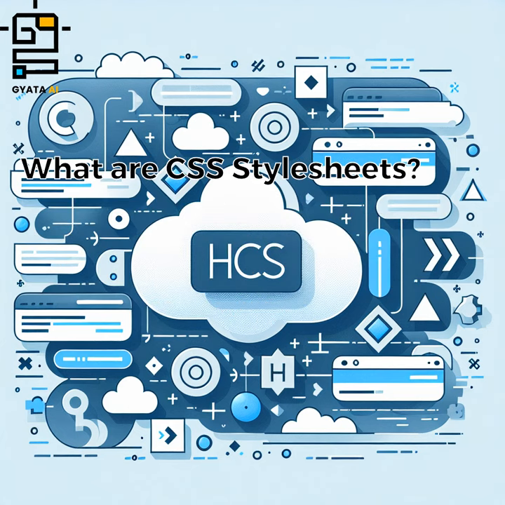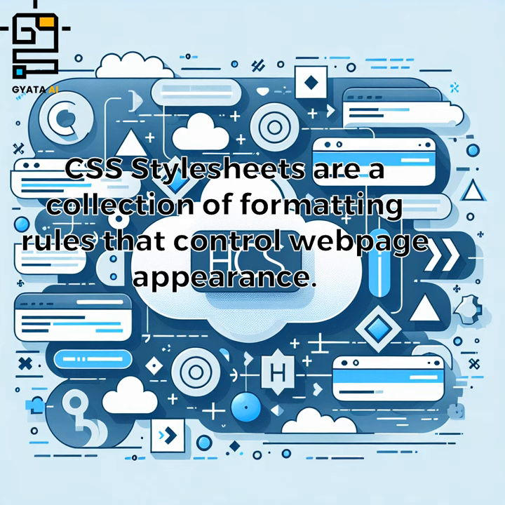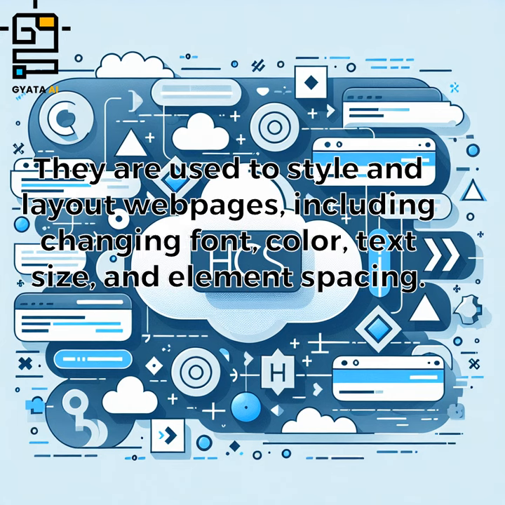What are CSS style sheets? CSS style sheets are a collection of formatting rules that control web page appearance. They are used to style and lay out web pages, including changing font, color, text size, and element spacing.